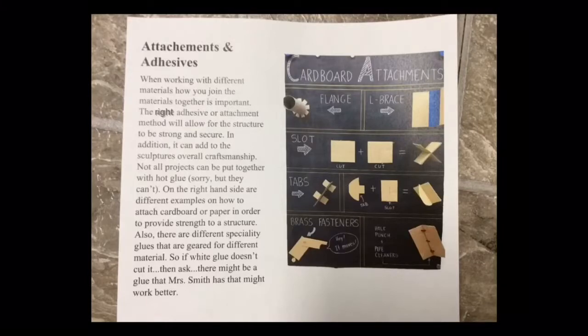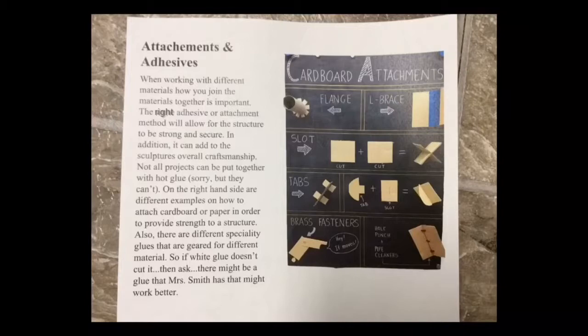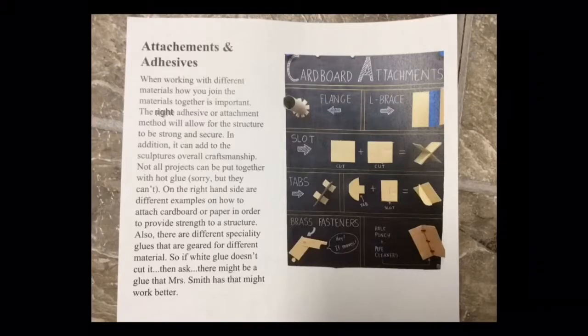Not all projects can be put together with hot glue. Sorry, I'm not going to be doing that, okay? On the right-hand side, there are different examples on how to attach cardboard or paper in order to provide strength to a structure. Also, there are different specialty glues that are geared to different materials. So if it can't be done with white glue or a glue stick or a little bit of hot glue, ask me. I actually have extra different kinds of glues that might work with what you're looking for, okay?